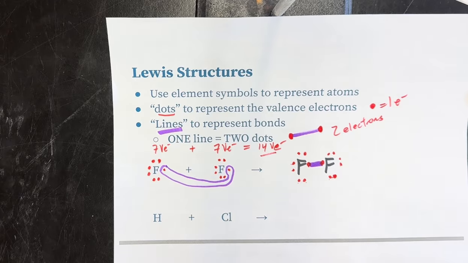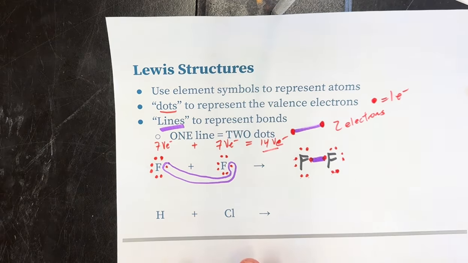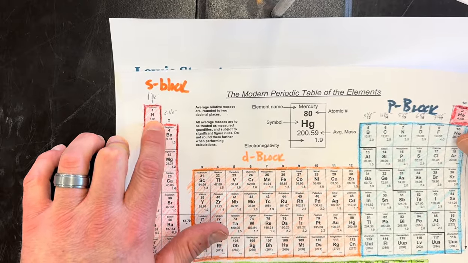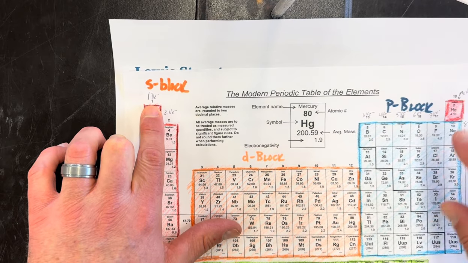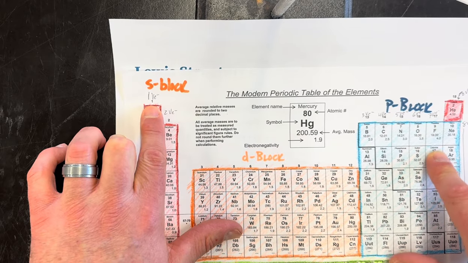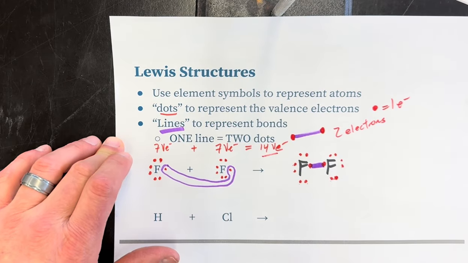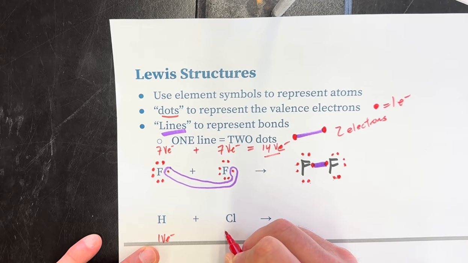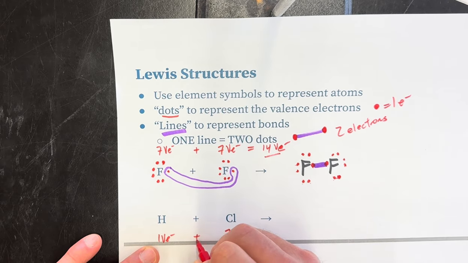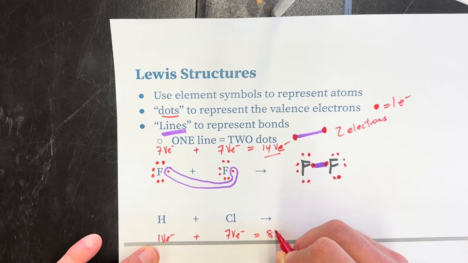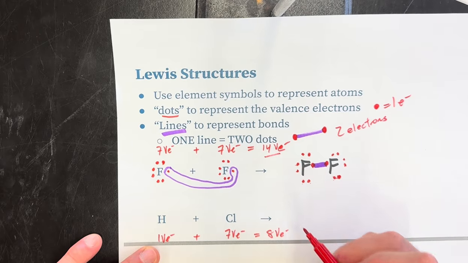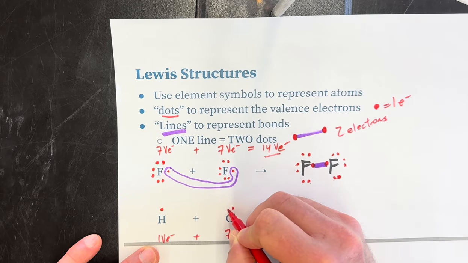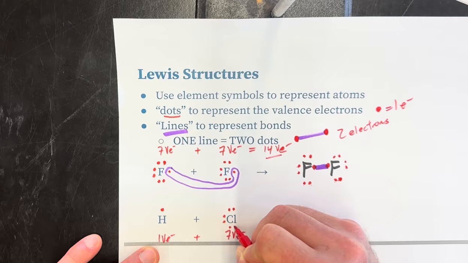Now, if we want to look at our next example here, we have hydrogen and chlorine. And again, I go back to my periodic table and I see that hydrogen is in the first column, so it has 1 valence electron. Chlorine is in the 17th column, and it has 7 valence electrons. So I have, for hydrogen, 1 valence electron, and chlorine has 7 valence electrons, and when I add them up, I get 8 total valence electrons. So I'm going to add my 1 valence electron to hydrogen and my 7 valence electrons to chlorine, like so.